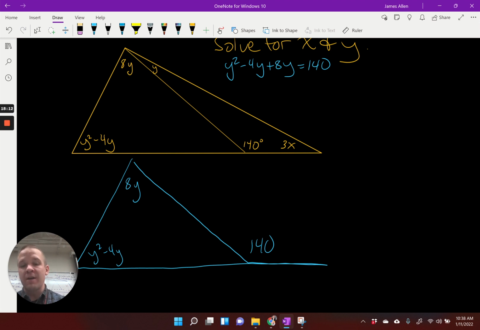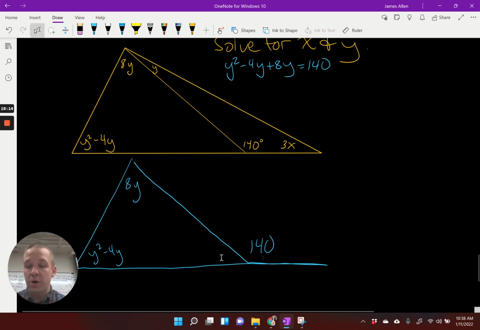Some of you might be thinking, could I have just gotten this to be 40 because these two are supplementary, and then add all three of these up and set them equal to 180? Yes. But in the event that, say, the 140 over here and the 8Y were switched with each other, now all of a sudden, can you really find a supplement of that if this was in terms of X or Y? No. So that's why I'm setting it up this way, okay?